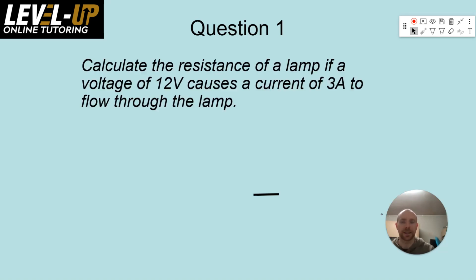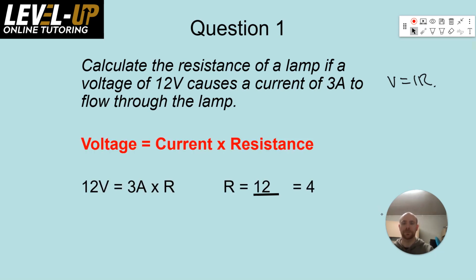So using that formula, I just want to practice using the V equals IR. Here are some examples. Calculate the resistance. Here's the formula again. Let me write it up for you. V equals IR. Calculate the resistance of a lamp if a voltage of 4 volts causes a current of 3 amps to flow through the lamp. Answer the question, and here is the answer. There's your formula. There's the calculation. And there is your answer.